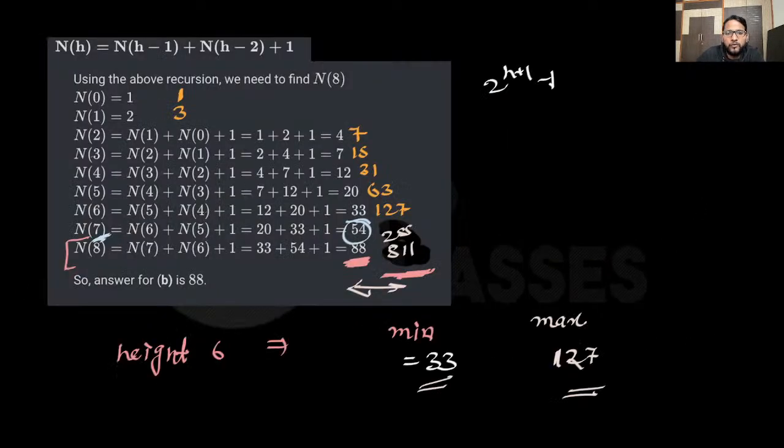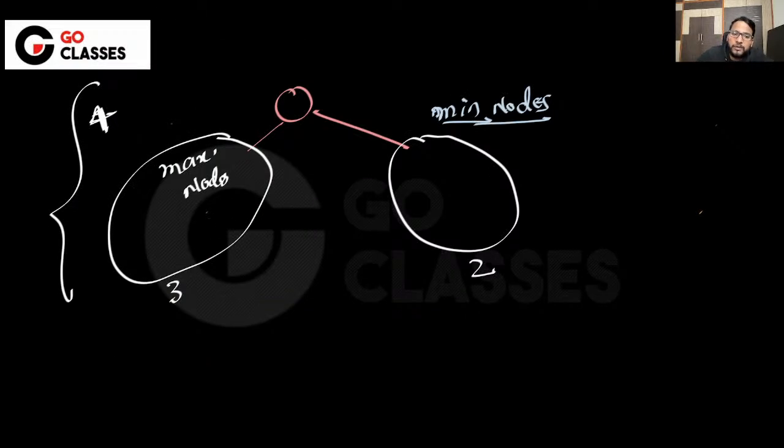Okay, the maximum number of nodes with height 3 will be 15, and the minimum number of nodes with height 2 will be 4. So you will be picking 4 and 15 here, right? So the maximum number of nodes you can have is 15 here, and here you will be having 4, and then ultimately you will be having 20 nodes in such an AVL tree.